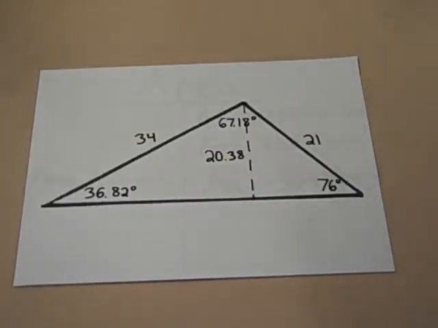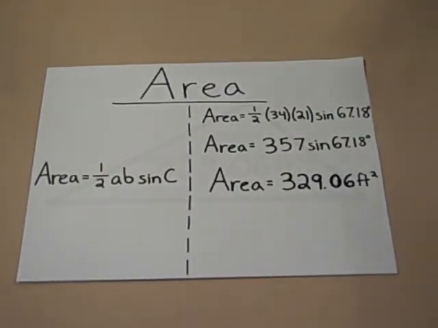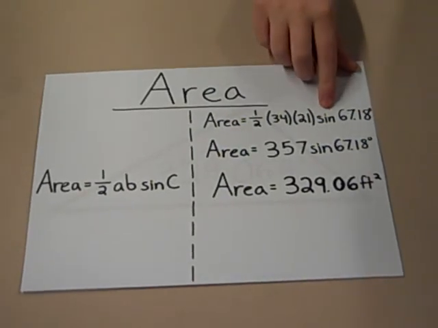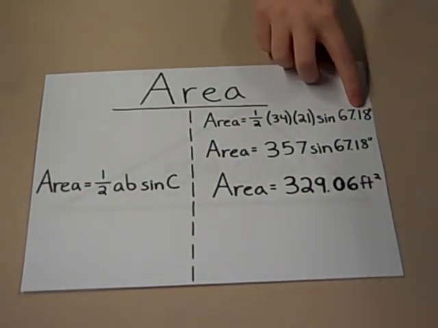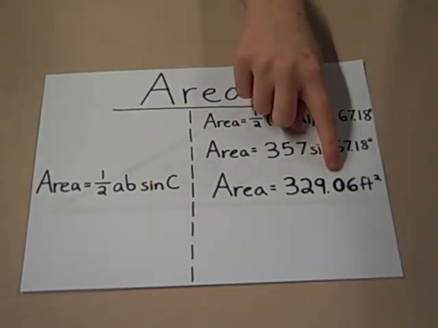Plugging this into the formula along with the other variables, we get area equals 1/2 times 34 times 21 times sine of 67.18 degrees. Therefore, the area equals 329.06 feet squared.